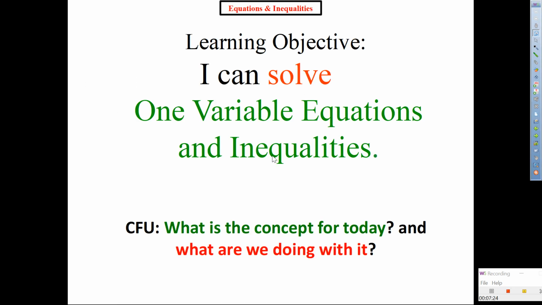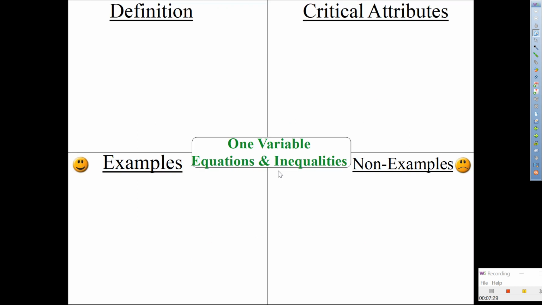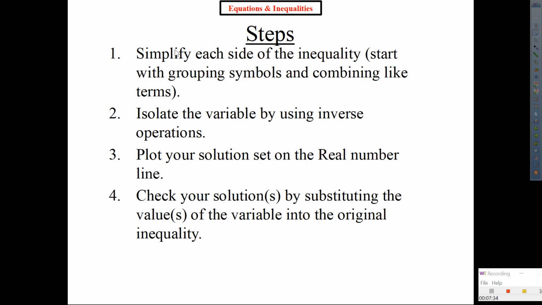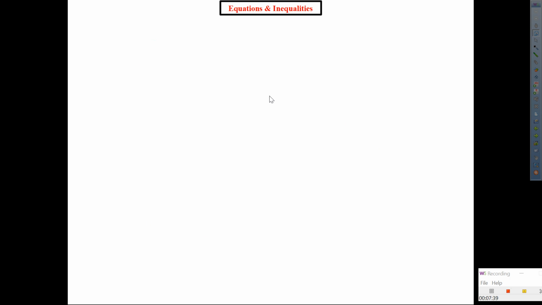So, we know that our concept is one variable equations and inequalities. You don't need a Frayer model. You already have all this. We know the examples, non-examples. We talked about the 4 steps: simplify, isolate, plot, and check. And then on the next screen, it was a blank screen, and I gave you 2 examples just on linear inequalities. We did the graphing and the solution set.